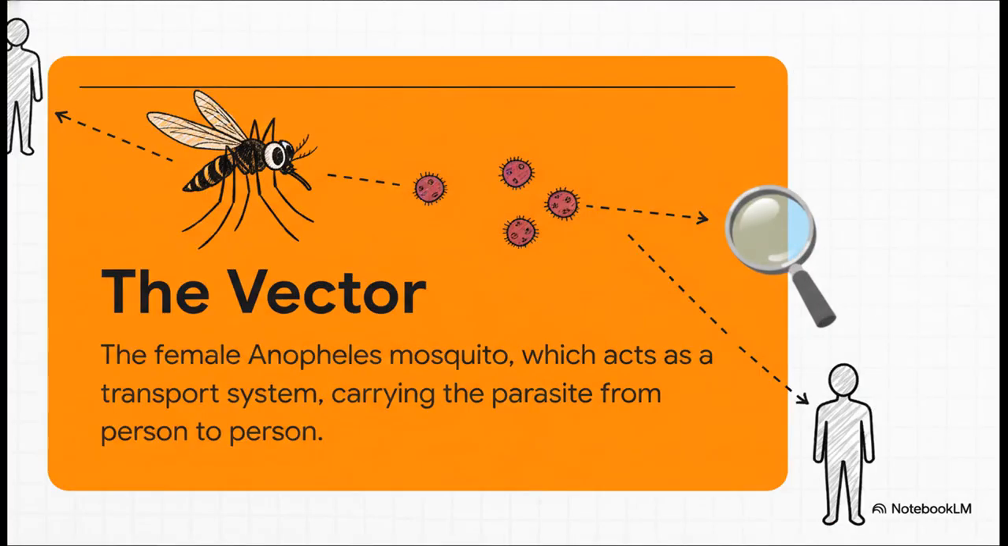But you know, a mastermind can't get very far on its own. It needs a getaway driver. And that's where our vector comes in, the female Anopheles mosquito. When she bites someone who's already sick, she sucks up the parasite. Then she just flies off to her next meal and bam, injects the parasite into a new person. She is the crucial link that keeps this whole operation running.